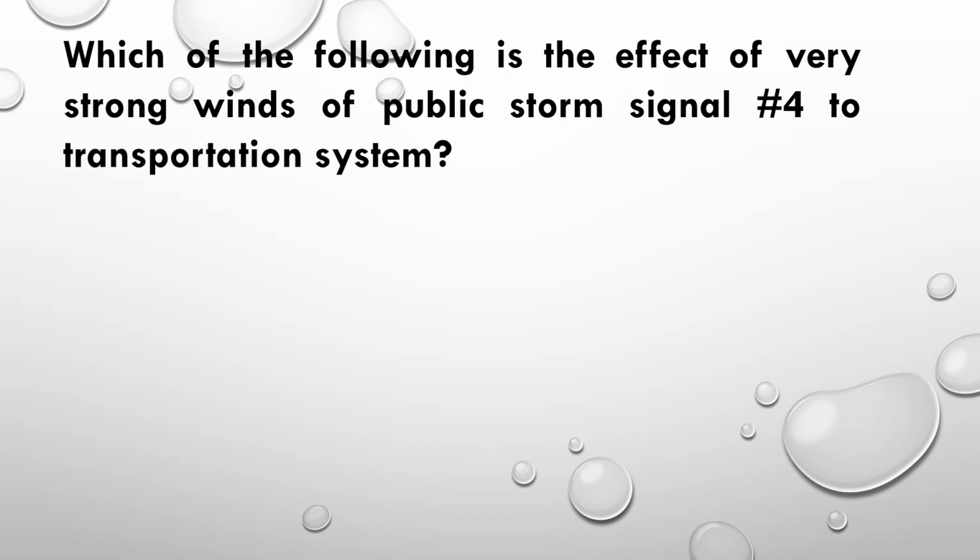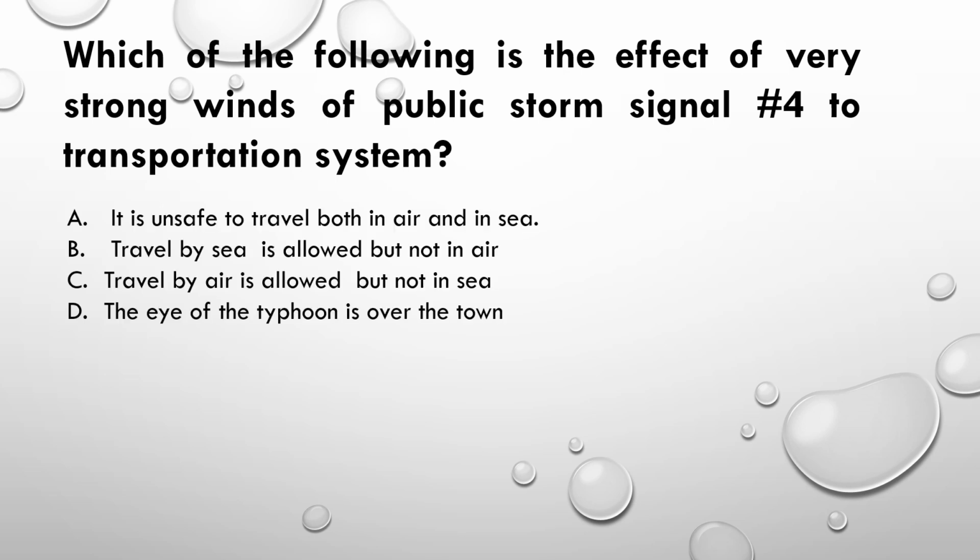Which of the following is the effect of very strong winds of public storm signal number 4 to the transportation system? A. It is unsafe to travel both in air and sea. B. Travel by sea is allowed but not in air. C. Travel by air is allowed but not in sea. D. The eye of the typhoon is over the town. Okay, it is letter A.